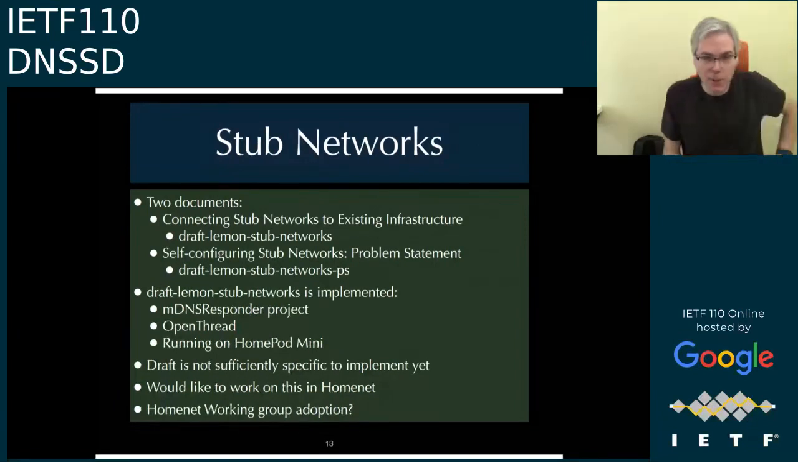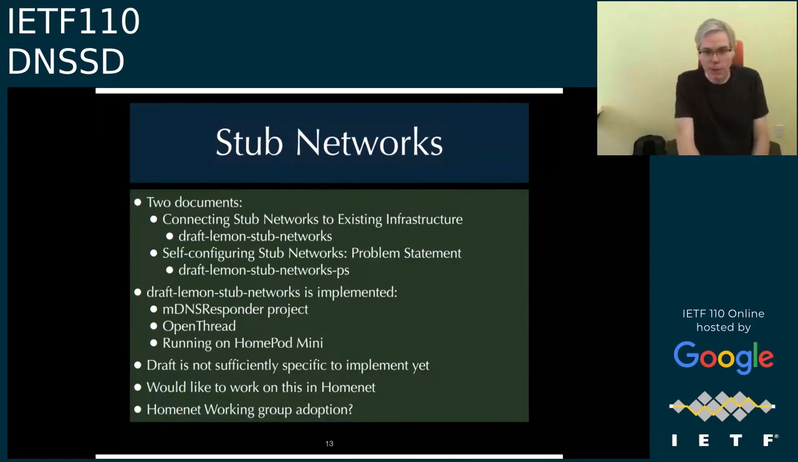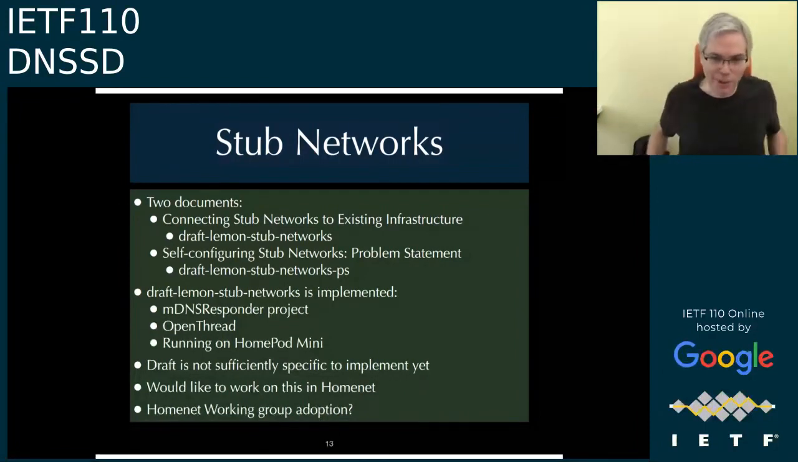Okay, so now the stub networks document. This is the document that's actually the core work that I wanted to talk about for HomeNet. There are actually two documents. One of them is a problem statement. It basically says, here's the problem we're trying to solve, and here are some ideas that we considered for how to solve it.